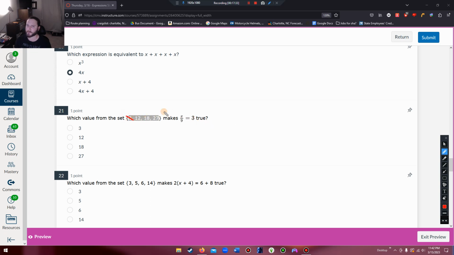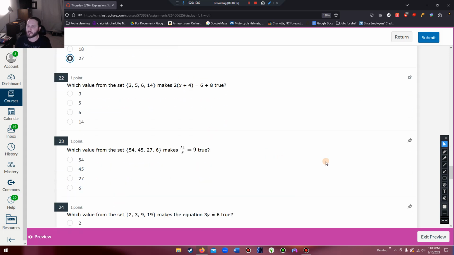Let's try the 12. If I do 12 divided by 9, no. I think we know our times tables and division enough to know 12 divided by 9 is definitely not 3. So no. Let's try 18. 18 divided by 9 is going to be a whole number, but that's going to equal 2, not 3, so it's not 18. We wanted 27, because if I do 27 divided by 9, that gives me the answer of 3. So number 21, we wanted 27 as our answer.